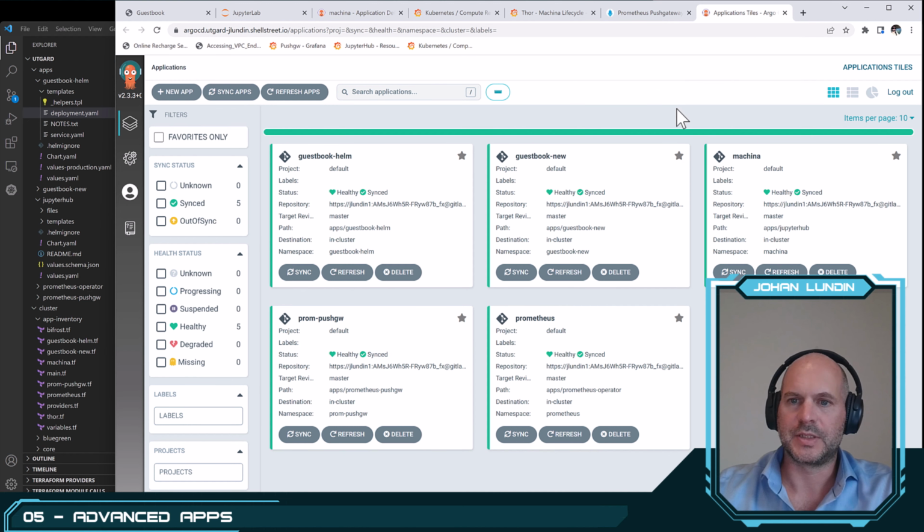And finally, as a summary, we can see the different applications we talked about up until now. We have the new guestbook, we have the Helm guestbook, we have Machina or Jupyter Hub, and we have Prometheus as a monitoring solution with the push gateway as a helper application. And this concludes this section as of now.